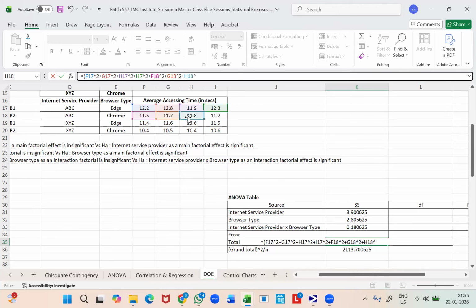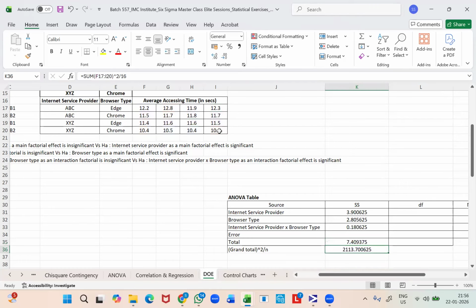Plus 11.8 square plus 11.7 square, plus the third row 11.4 square plus 11.6 square plus 11.6 square plus 11.5 square plus 10.4 square plus 10.5 square plus 10.4 square plus 10.6 square. So this entire thing should be subtracted from the grand total square by n value, which is in cell K36.